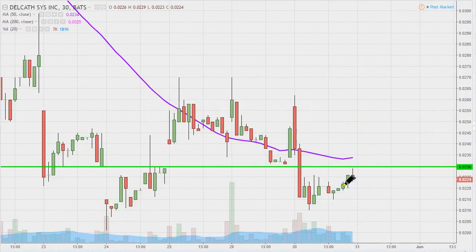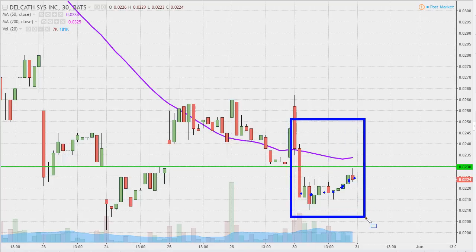Instead of each one of these candlesticks here representing one day's worth of price action, which is what you would normally see, each one represents 30 minutes. So this here may look like several days' worth of time. It's actually just today's price action broken down into 30-minute time slices.